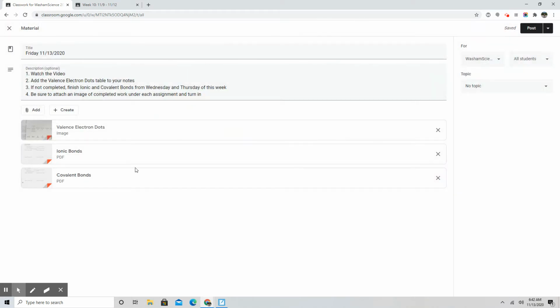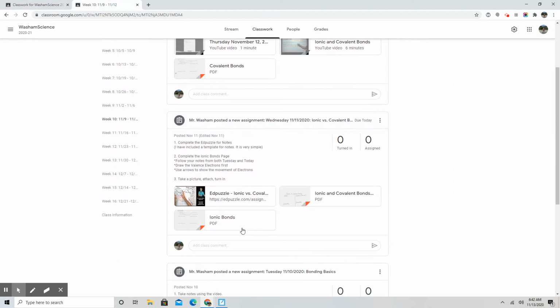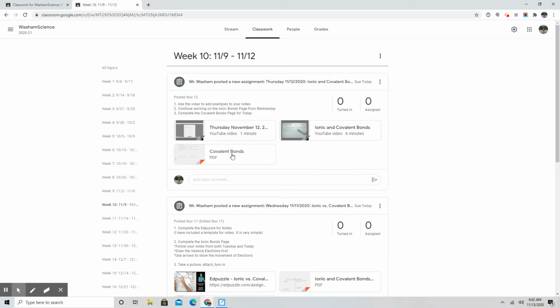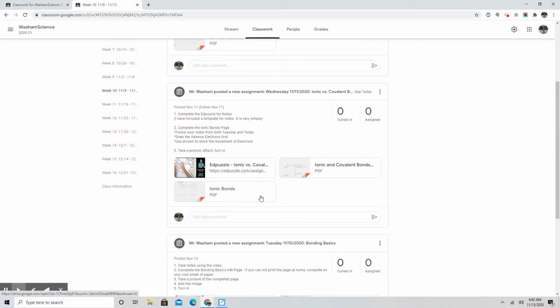All right, the next thing you want to make sure that you have done is ionic bonds, which was from Wednesday, and covalent bonds, which was from Thursday. So if you go back and you look, here was Wednesday's assignment with ionic bonds. When you finish that page, take a picture and turn it in here. This is yesterday's work, Thursday, with covalent bonds. When you finish that work, take a picture and turn it in there. And of course, there are videos on each one that provide you with more help on ionic and covalent bonds.